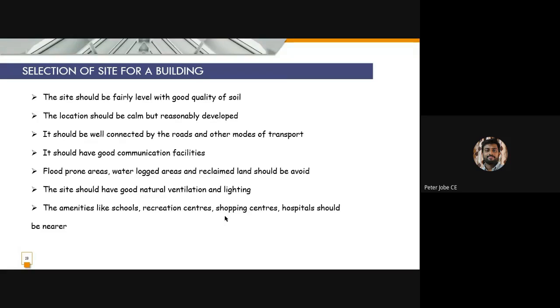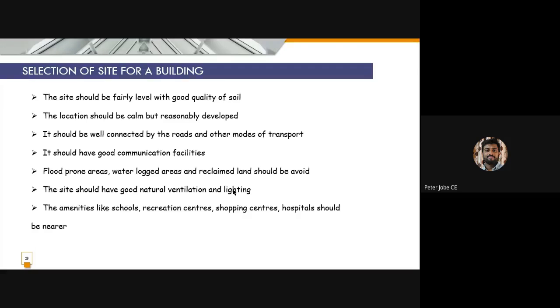All those things will come under the geotechnical engineering branch, where we will select a site, test the soil, and ensure that the soil is stable. If the soil is not as stable as our expectation, then we need to employ some techniques so that we can stabilize the soil. There are several soil stabilization techniques a geotechnical engineer can employ in order to make the soil stable. All those things come under the first point: the site should be fairly level with good quality of soil.